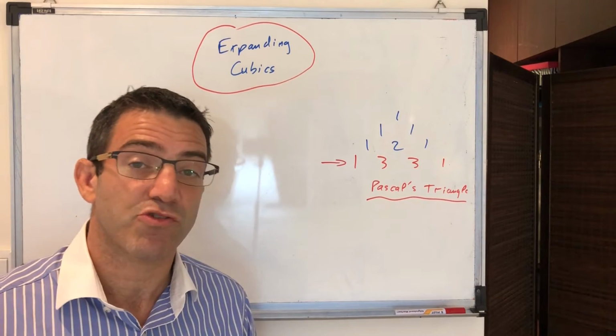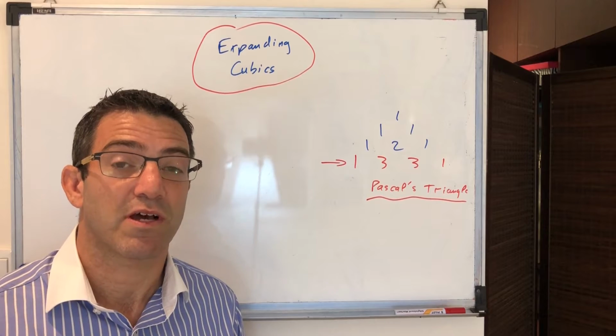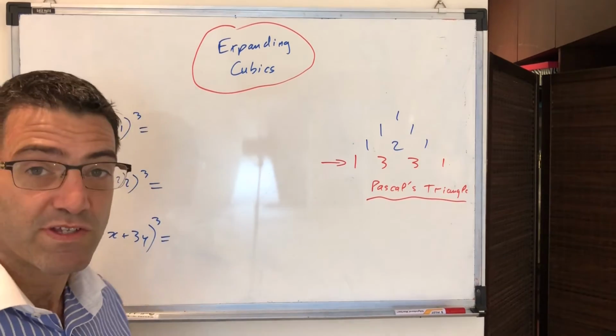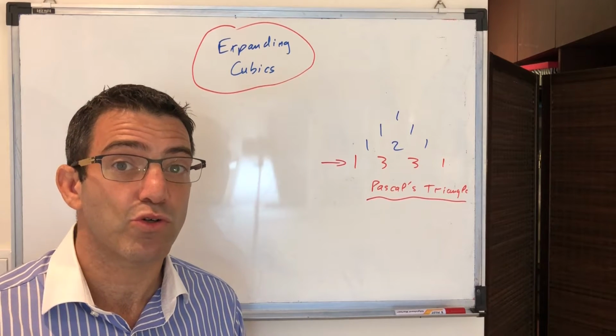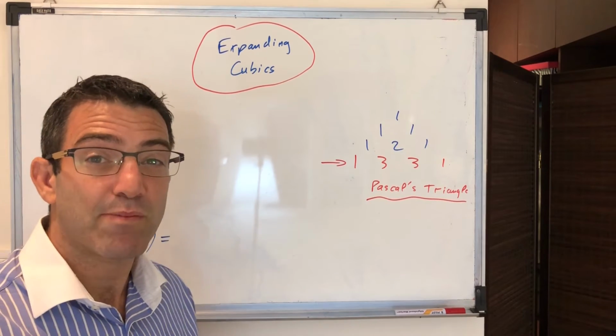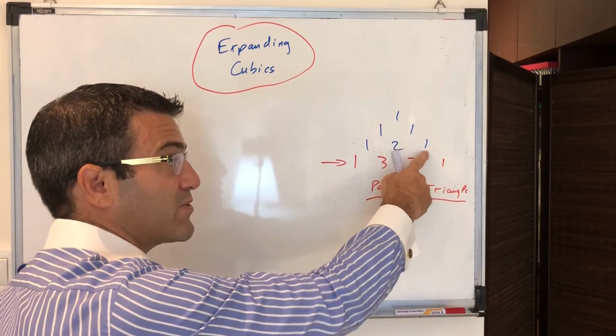Now, why do we use this triangle? We use it to find the coefficients of expansions to different powers. So, for example, if you know how to expand something to the power 2, you'll use a squared plus 2ab plus b squared. A squared, 2ab, and b squared.